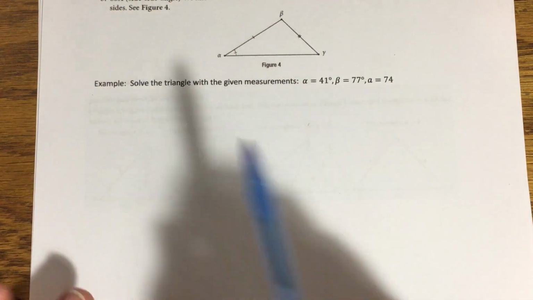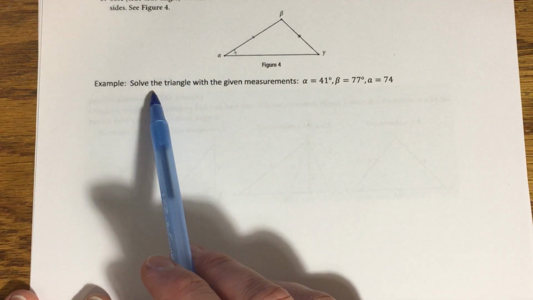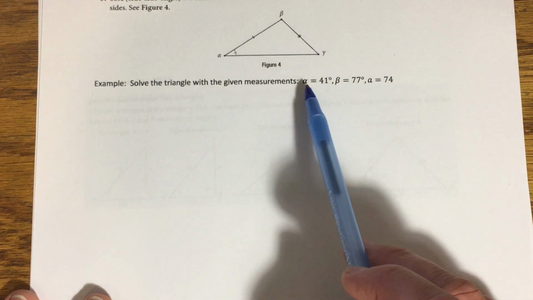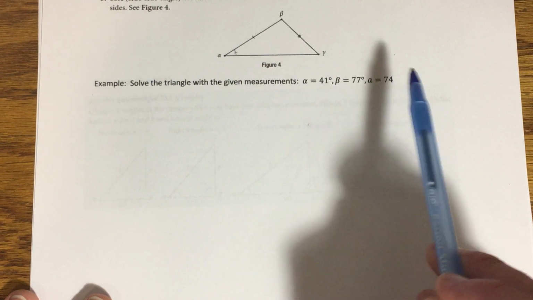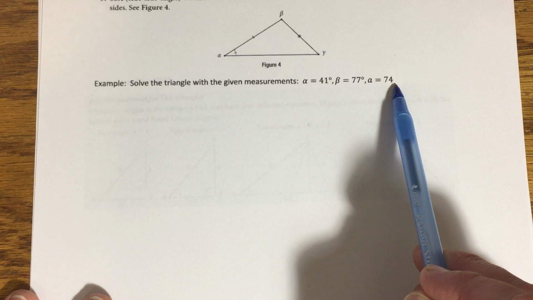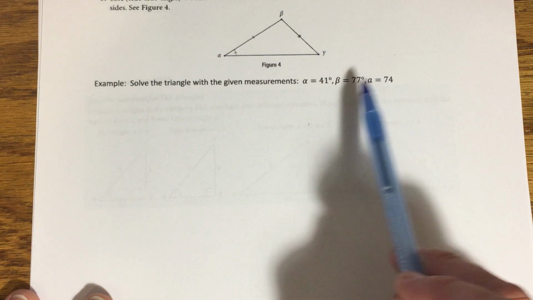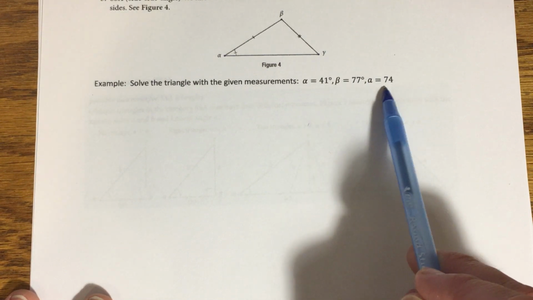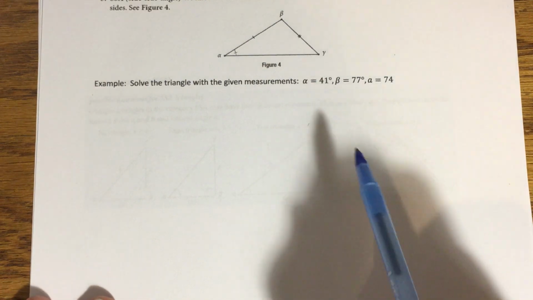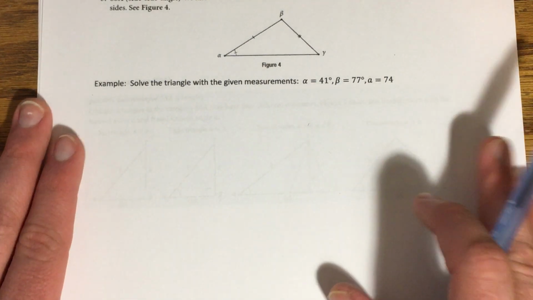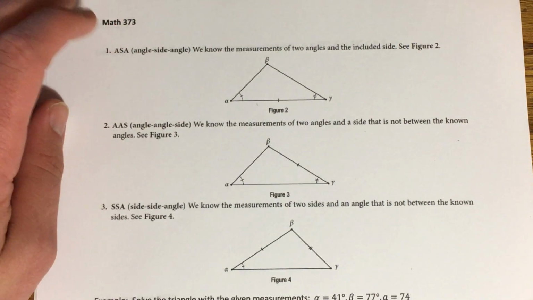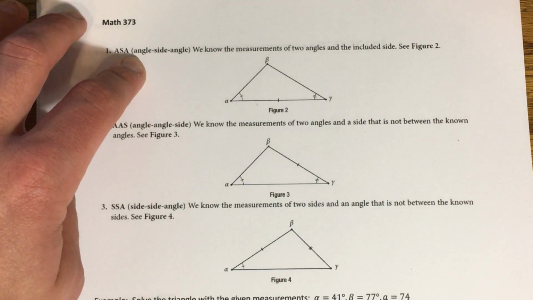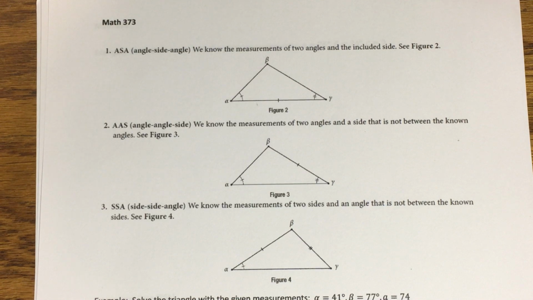So let me start with this. I want to solve the triangle with the given measurements. Alpha equals 41 degrees, beta equals 77 degrees, A equals 74. If you look at what I'm given here, if you look at the different cases up here, this would be an angle side angle kind of a case, because I'm given alpha and beta, and I'm also given side A.